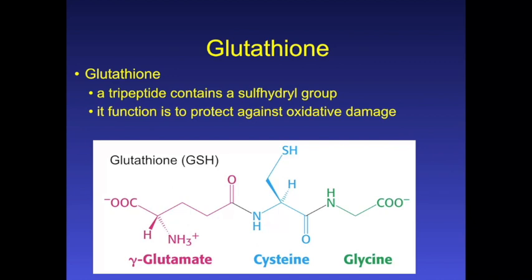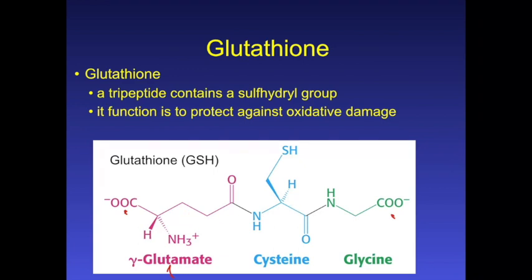Wait a minute. There's a C terminus and there's a C terminus. But wait a minute. Here's an N terminus. What is wrong with this peptide? An amino acid and an amino acid connected by a peptide bond, an amino acid and an amino acid connected by a peptide bond. This is glycine, this is cysteine, and this is glutamate.